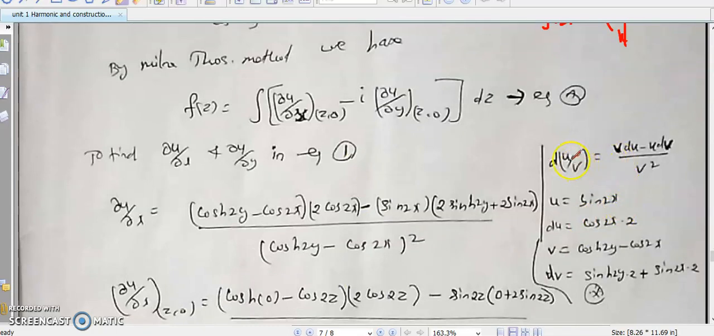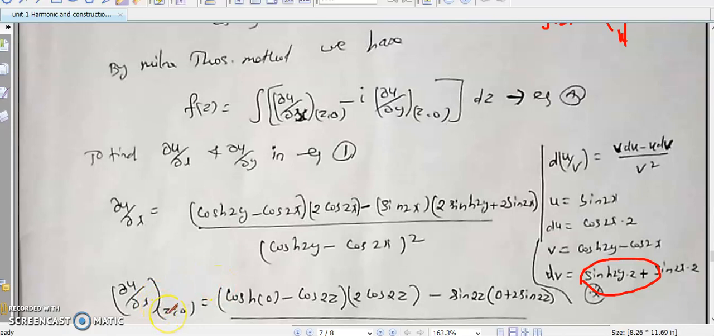This is the formula for d of u by v. So u equal to sin 2x, du equal to cos 2x into 2, v equal to cosh 2y minus cos 2x, dv equal to sinh 2y into 2 plus sin 2x into 2. So differentiation of a hyperbolic function is not negative, the positive value is present. So this is important for hyperbolic functions. Okay. So next explain this one and substitute values here.